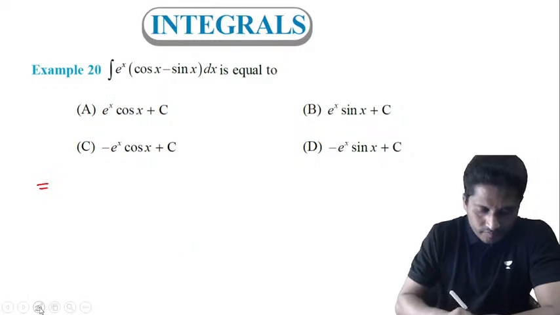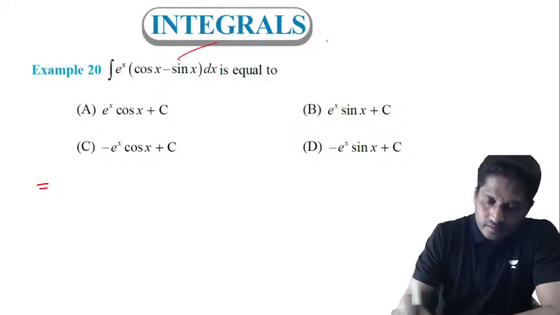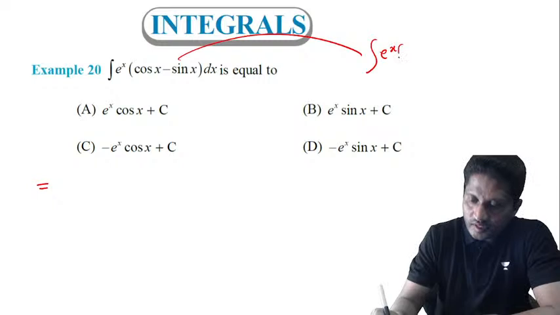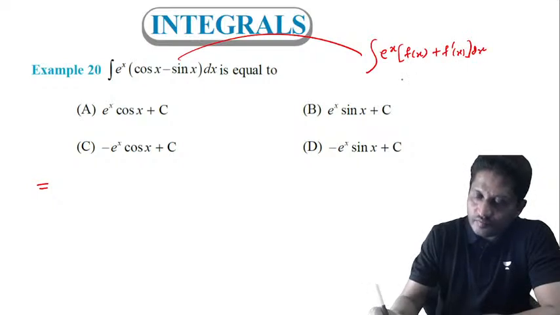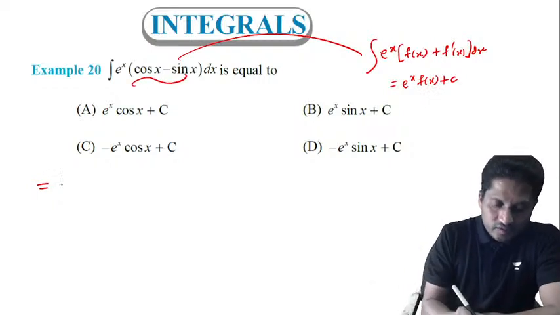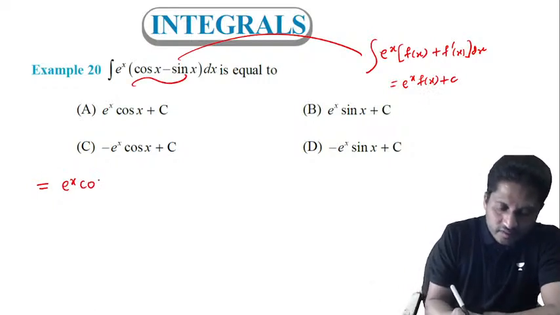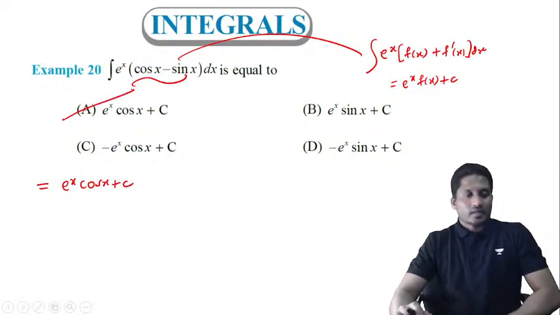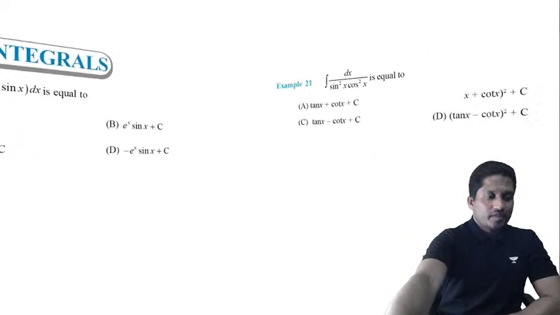So this is of the form e power x into f of x plus f dash of x. E power x into f of x plus f dash of x will be equal to e power x into f of x plus c. Differentiation of cos x is minus sin x, right? So this is equal to e power x into cos x plus c. Answer is first option A. Right, let's move to the next question.